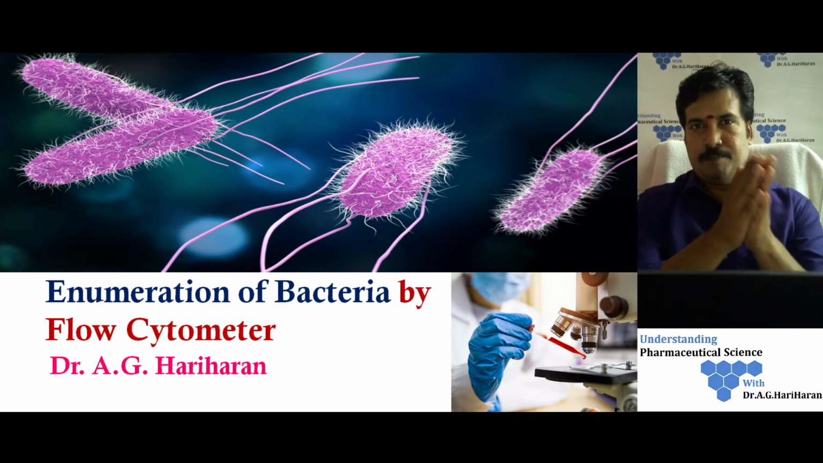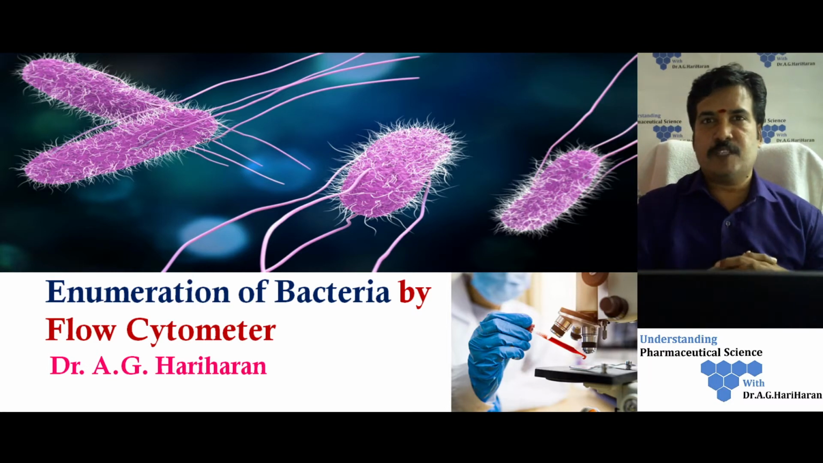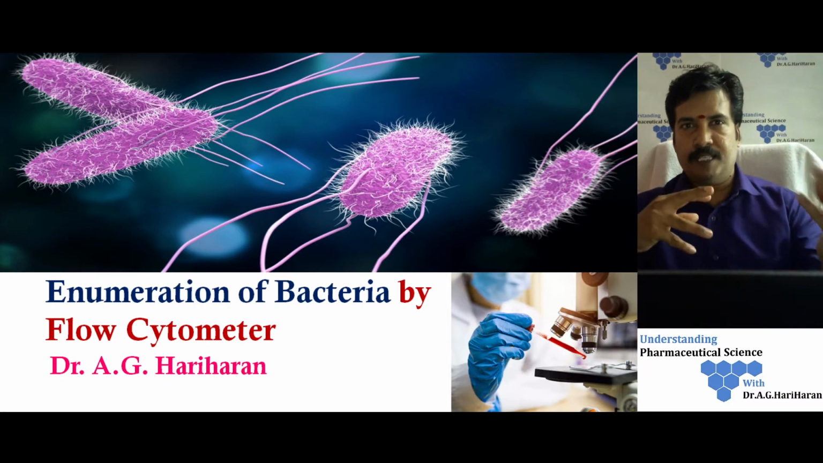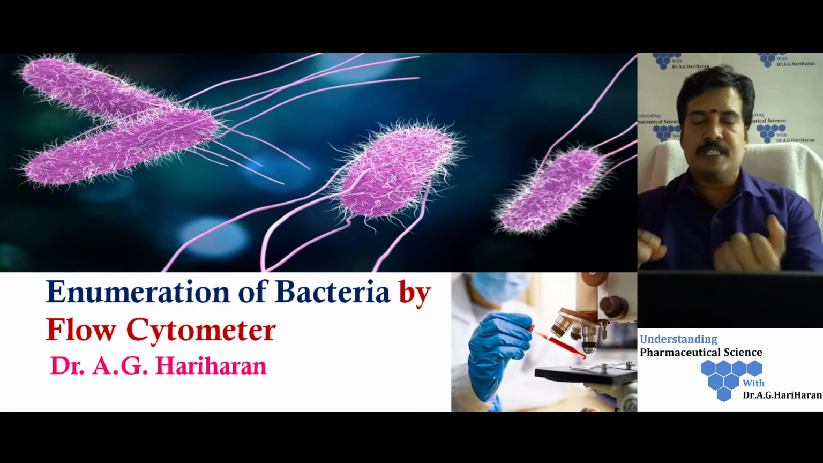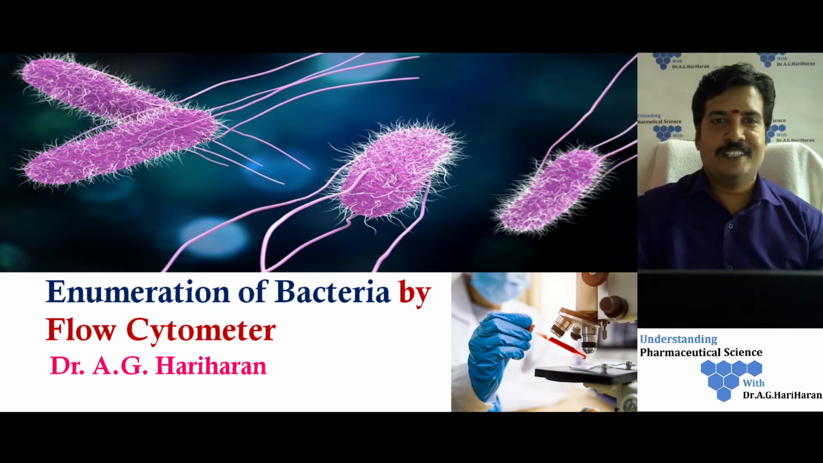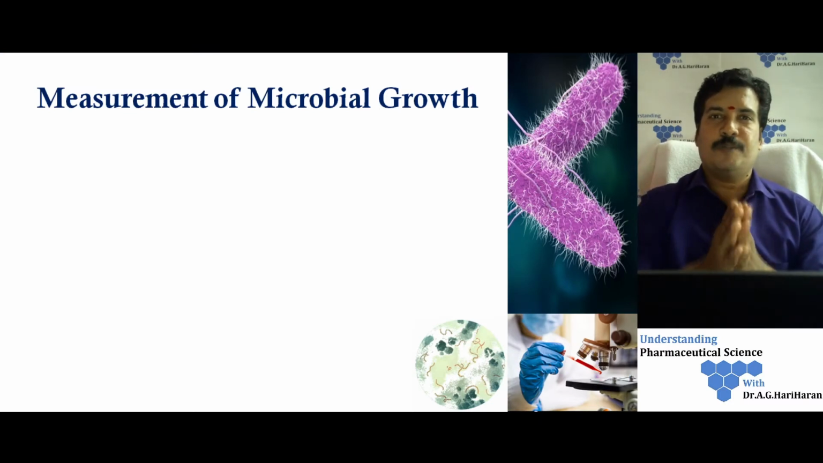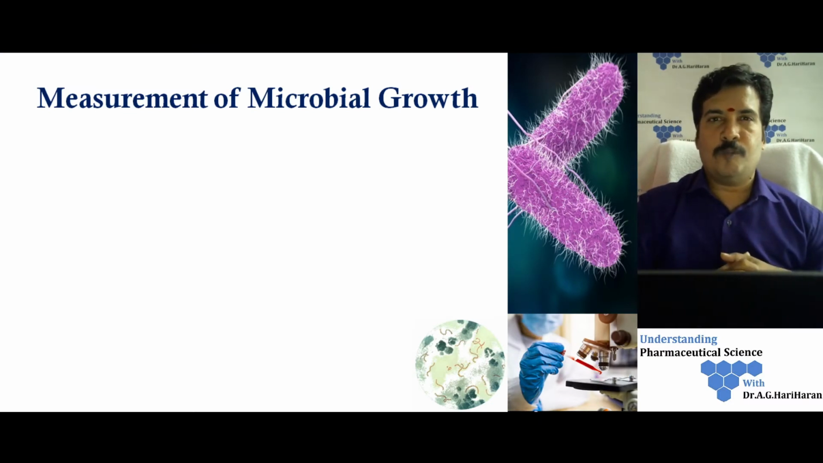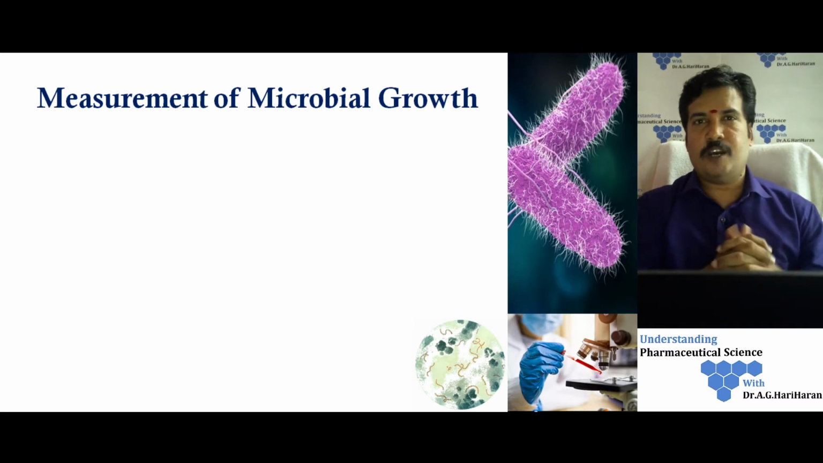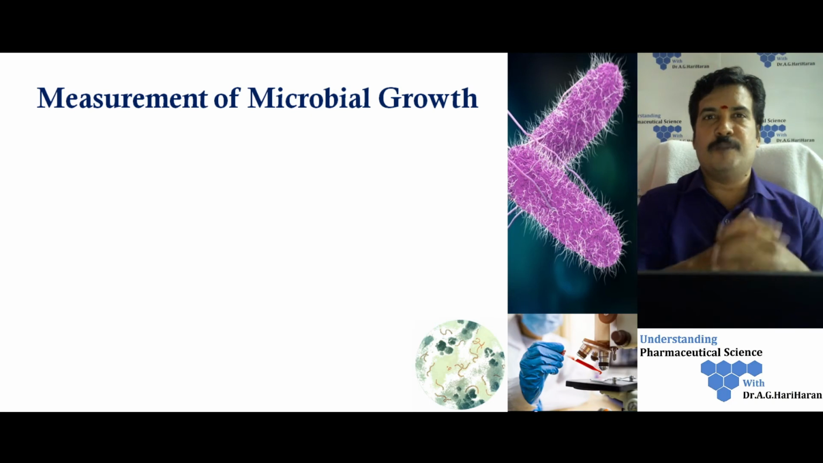What are the basic components present in a flow cytometer? What is the basic principle underlying how it measures the cell count? First we will understand the measurement of microbial growth. The core objective of enumeration of bacteria or microorganisms is based on the measurement of microbial growth.